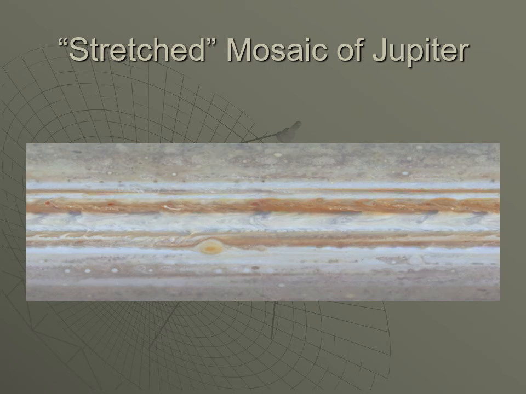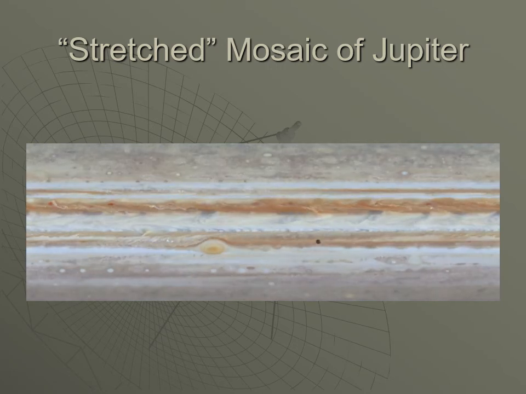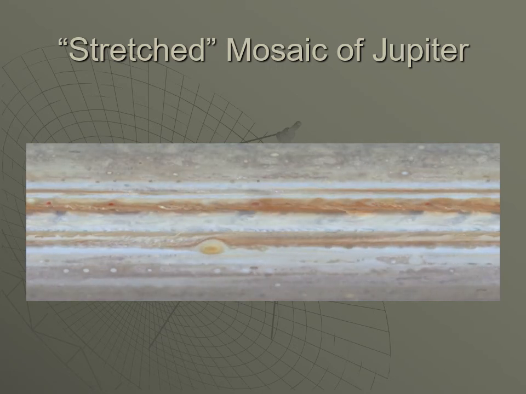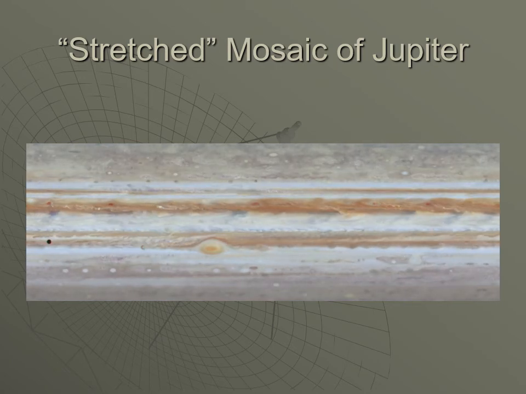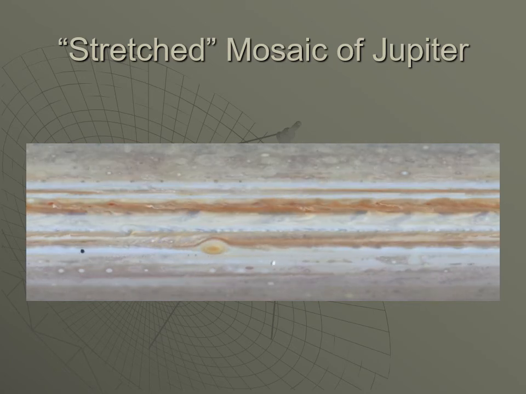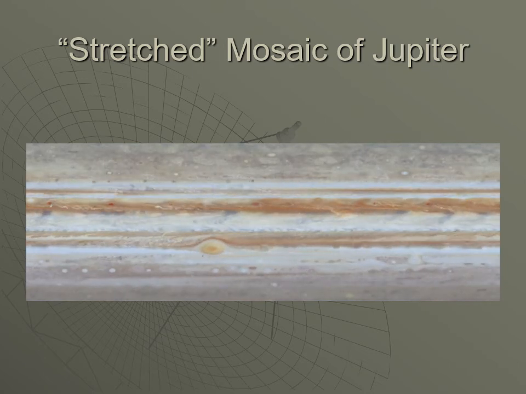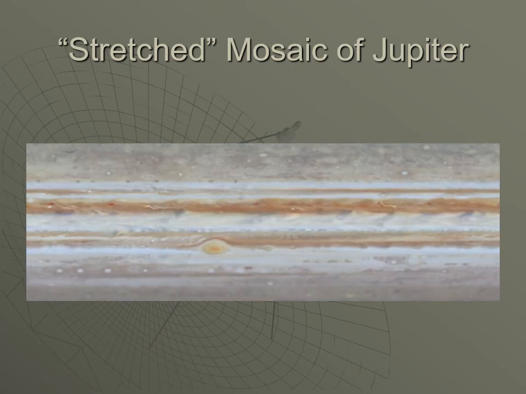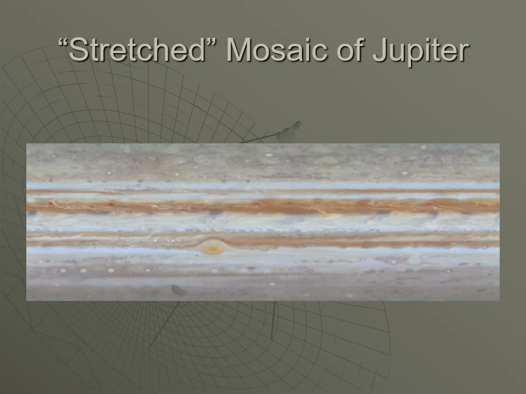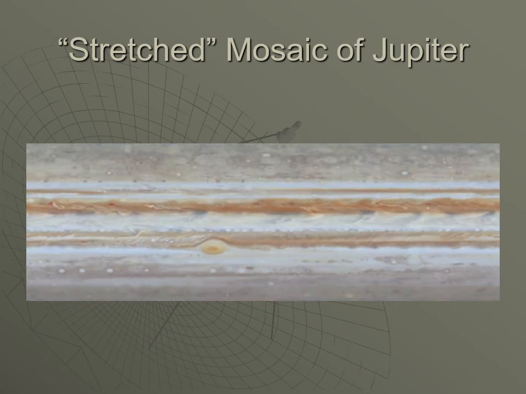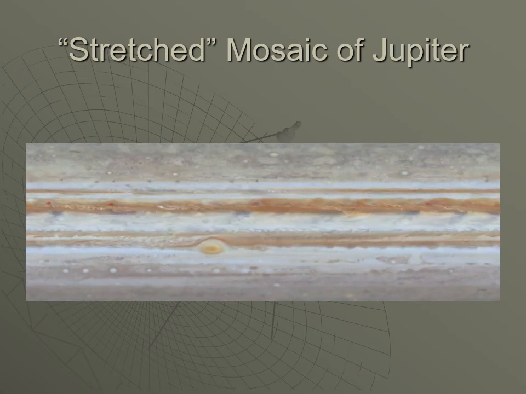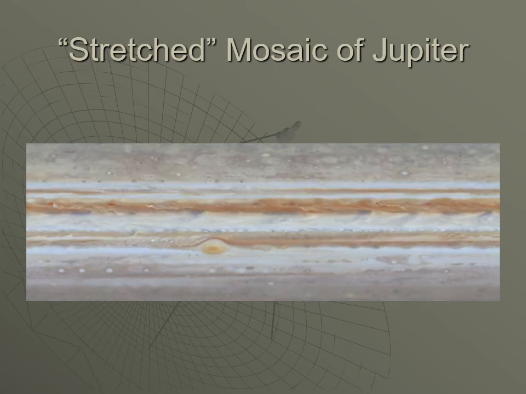That's taking a lot of those pictures and stretching them out. So this is a stretched mosaic here. And you can very clearly see the motions of the clouds here and the storms moving past each other and swirling around the Great Red Spot, and some of the little small storms also swirling. And so again, this gives you an idea of the atmosphere and how the atmosphere moves.